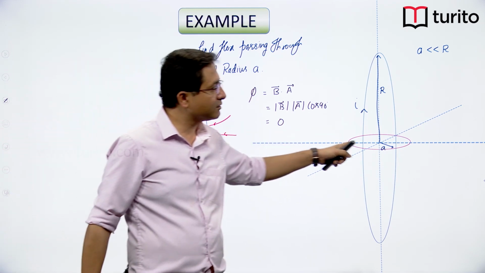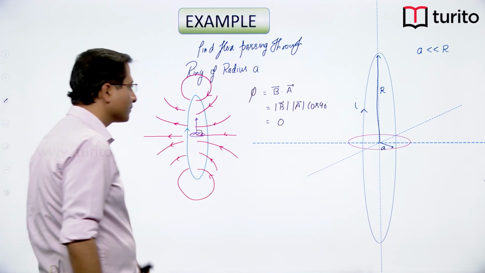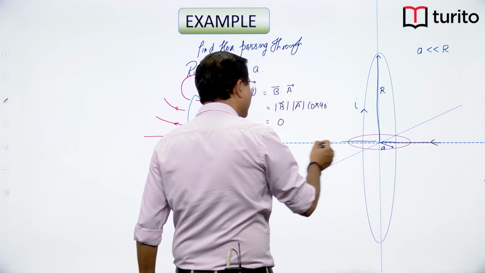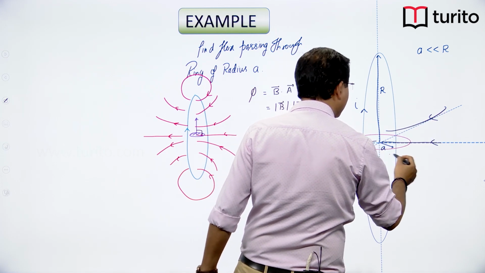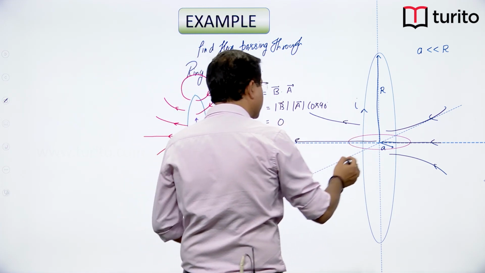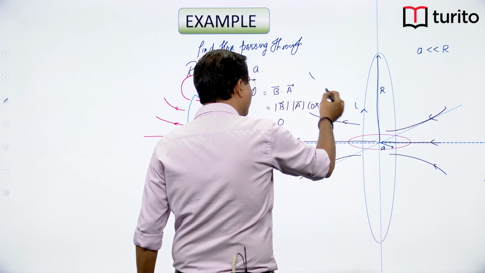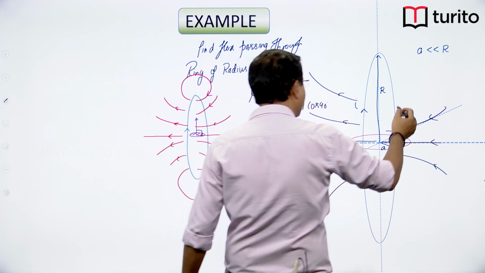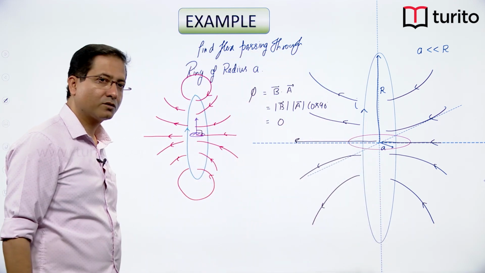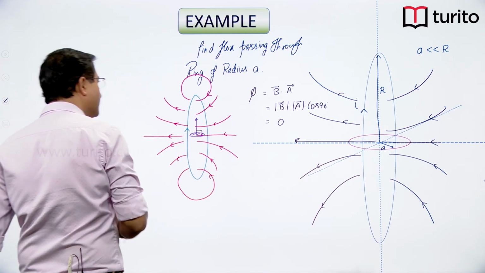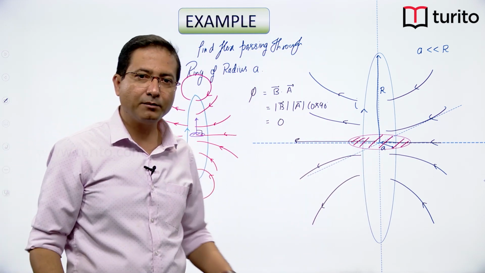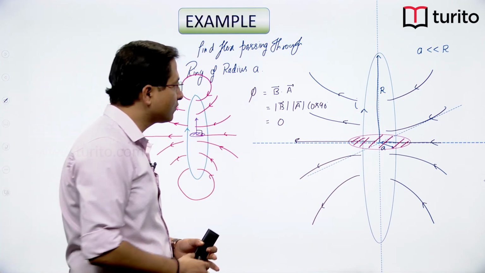In this case, the loop is placed this way. So the pattern what we are getting because of the ring of radius capital R, there is no flux associated with this area. So if these two are kept mutually perpendicular, their planes are mutually perpendicular, then there is no flux passing through this ring.